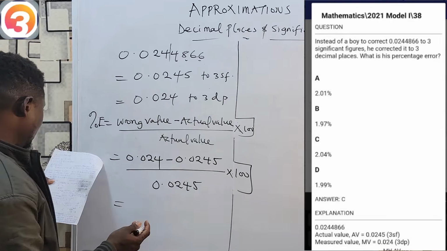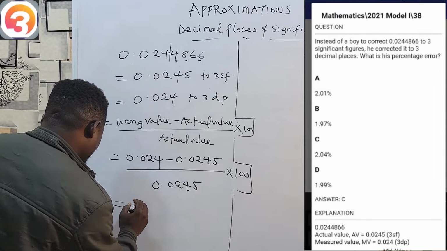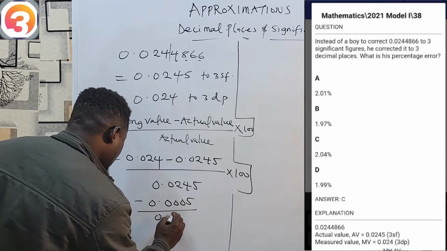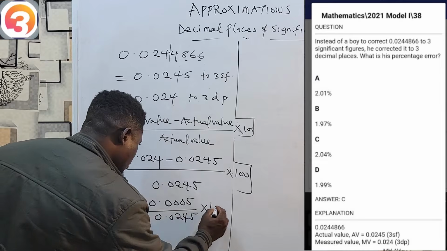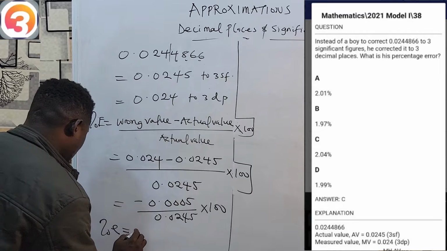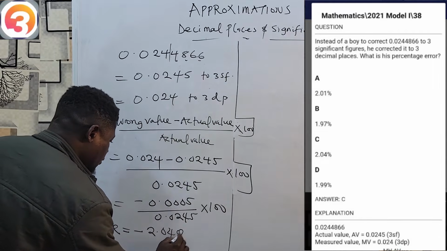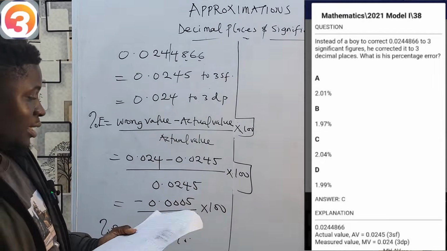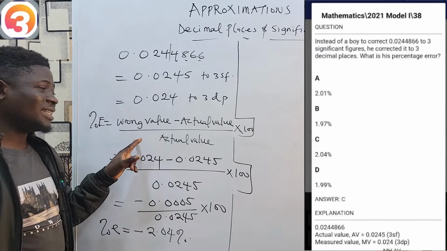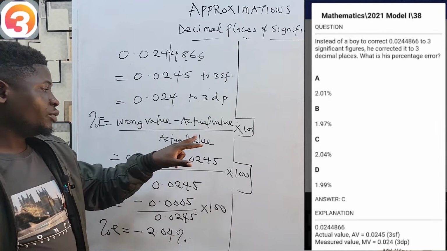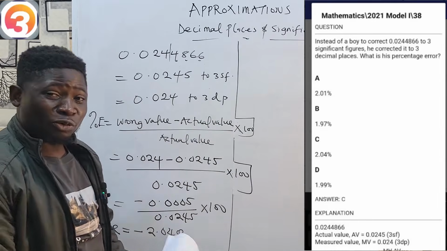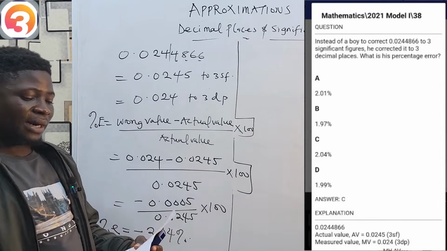I've done that before because of time. I'm going to have minus 0.0005 over 0.0245 times 100. If we divide this, our answer, the percentage error, will be equal to minus 2.04%. You can do the calculation yourself to see it. But what's important here is how to calculate the percentage error: wrong value minus actual value over actual value times 100%. So it may come out like this in your exam. So do not play with any format we have practiced here today.